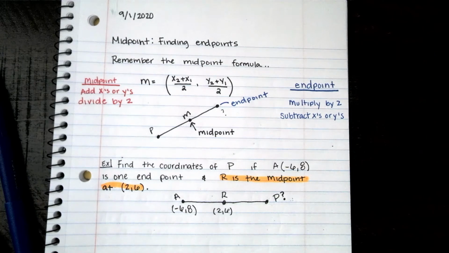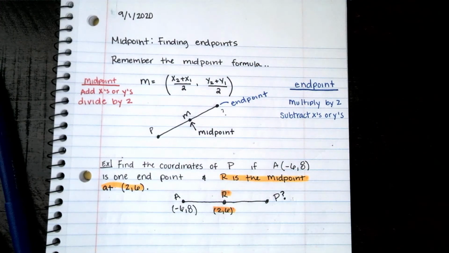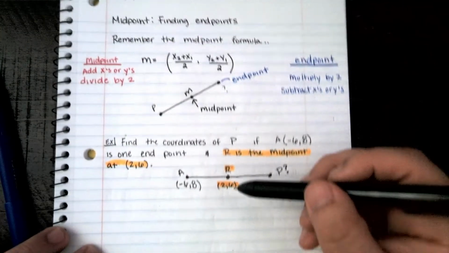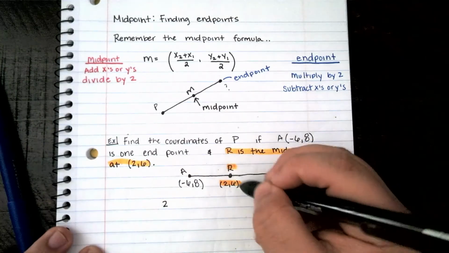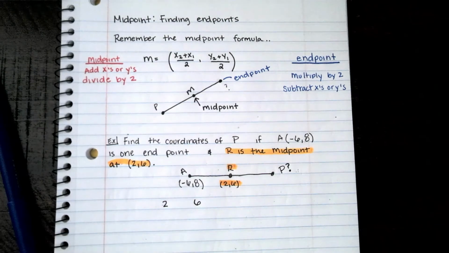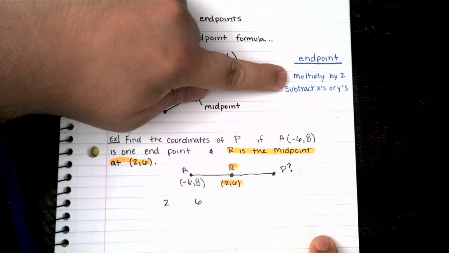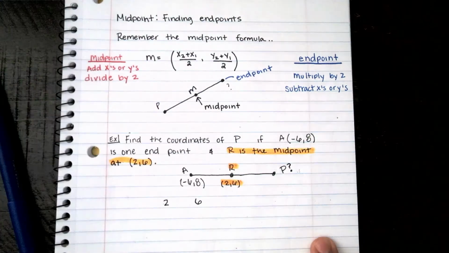Let's see. This is the middle here. R is our middle. I'm highlighting it orange so you know where the middle is. And that's my x and y. If you remember, our x is 2 and our y is 6. So I'm going to put them like that. And what is my first step here? To multiply by 2, right? So I'm going to multiply each one by 2.